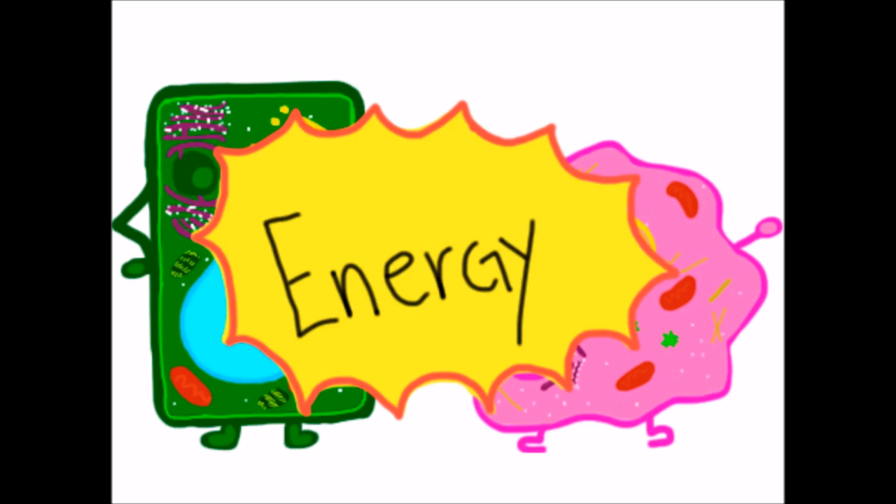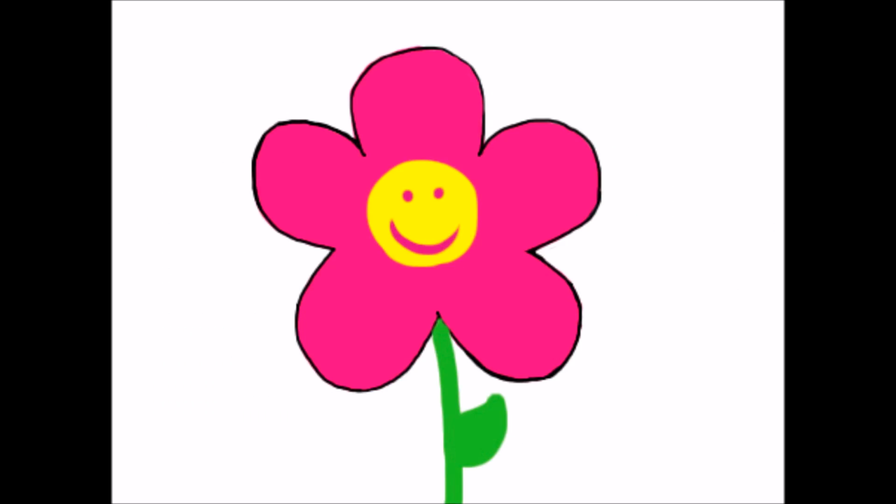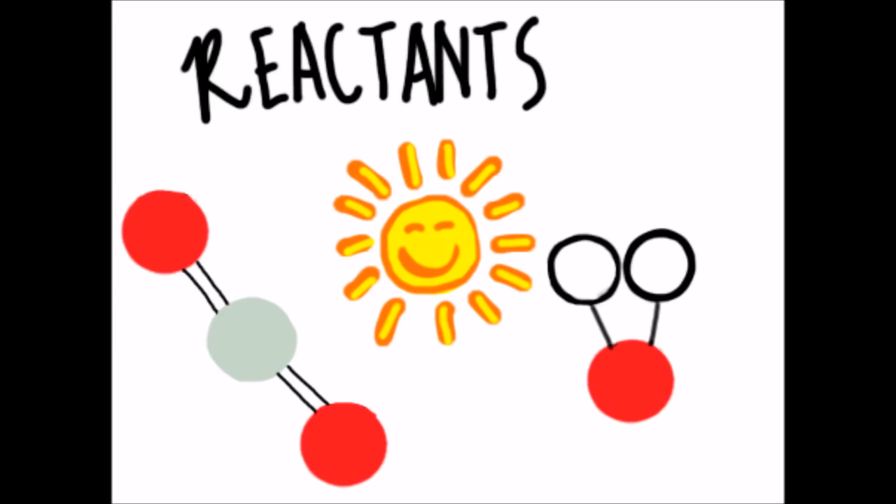Also, Plantel already works. She's able to produce energy to the flower she lives in. In order to produce energy, Plantel uses sunlight, water, and carbon dioxide, which are known as the reactants.